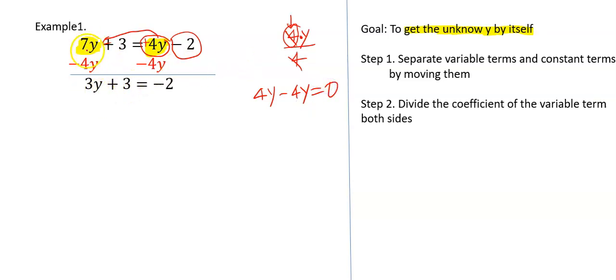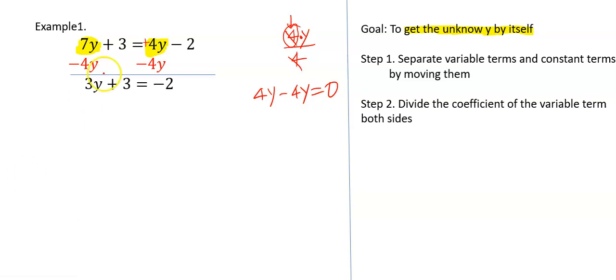And now we are going to combine the like terms on the left-hand side. So 7y, if we deduct 4y from 7y, we are left with 3y. And because of this plus 3, we didn't really do anything, so we're going to bring down the plus 3. And also we're going to bring down minus 2 on the right-hand side.